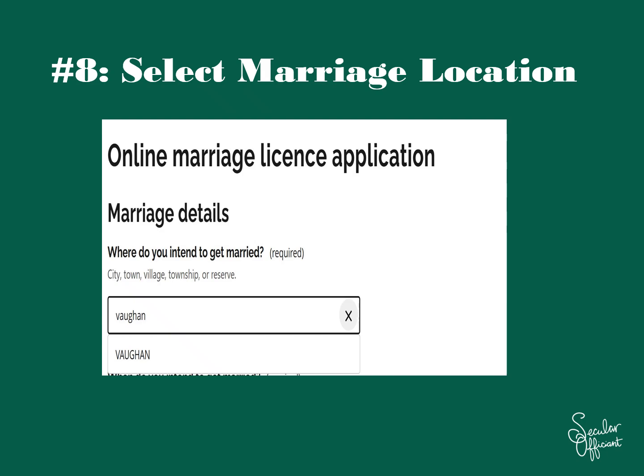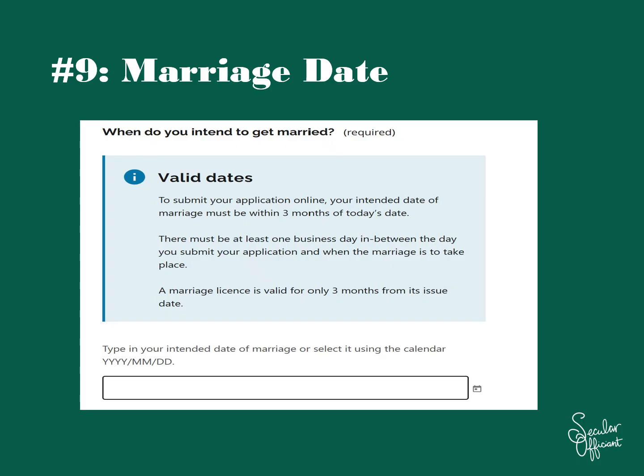In this example, I typed in Vaughan, and the location appeared in the menu. You will then need to click on the location provided in the menu. Step 9 is inputting your intended marriage date. You can click into the box and type the date in the format year/month into numbers/date into numbers.